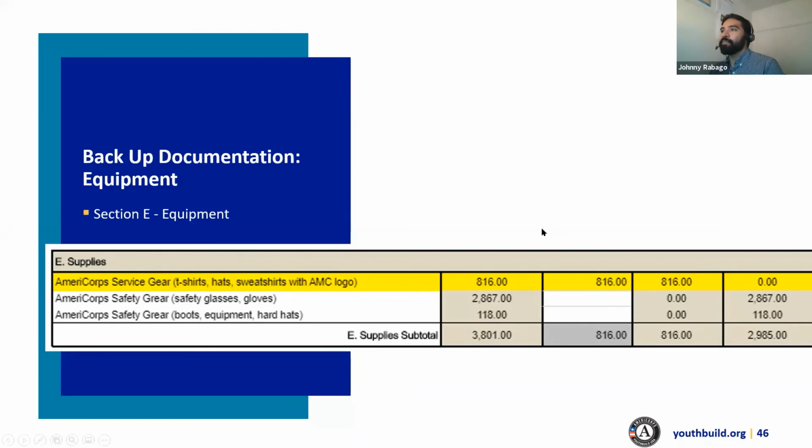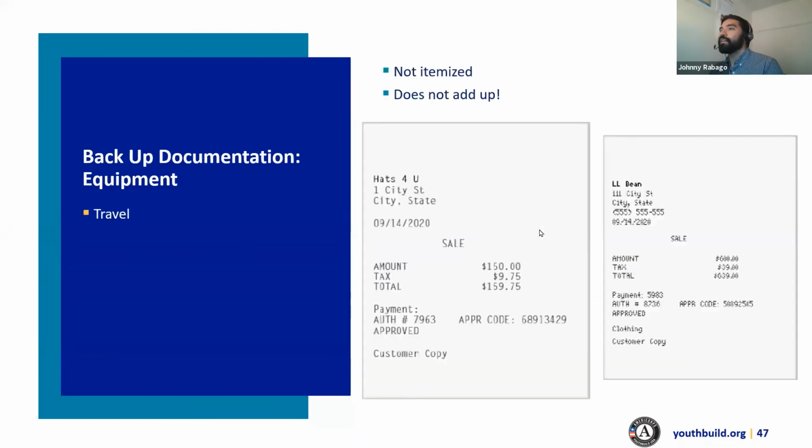All right, so you got most of them. Right, so as Belinda pointed out, it's not itemized. It's unclear what they're charging to the grant. I mean, one can assume that they're buying hats at Hats for You, but it's very unclear.